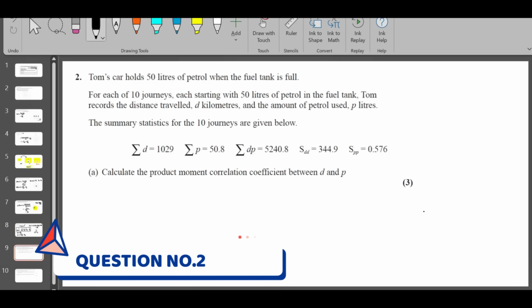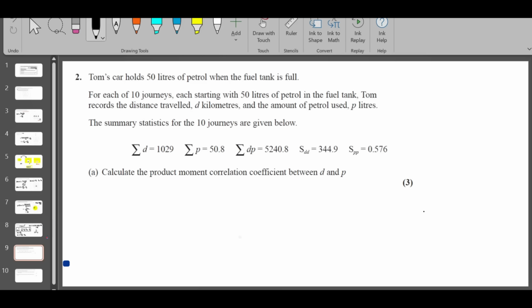Let's go to question number 2. Tom's car holds 50 liters of petrol when the fuel tank is full. For each of 10 journeys, each starting with 50 liters of petrol in the fuel tank, Tom records the distance traveled D and the amount of petrol used P. The summary statistics for the 10 journeys are given below, so the 10 will be the N.